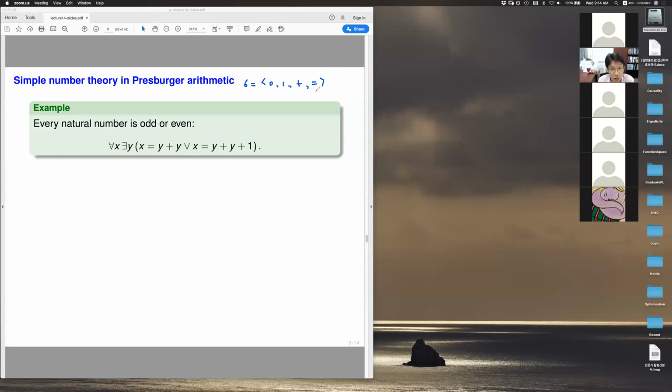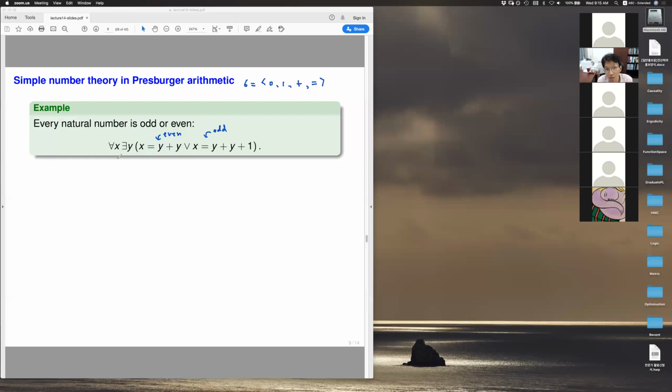Although this signature is very limited, we don't have multiplication, we can express something quite interesting. The first thing we can express is that every natural number is either even or odd, using this formula, which says for every x there exists y such that x equals y plus y, which means x is an even number, or x equals y plus y plus 1, which means x is an odd number.